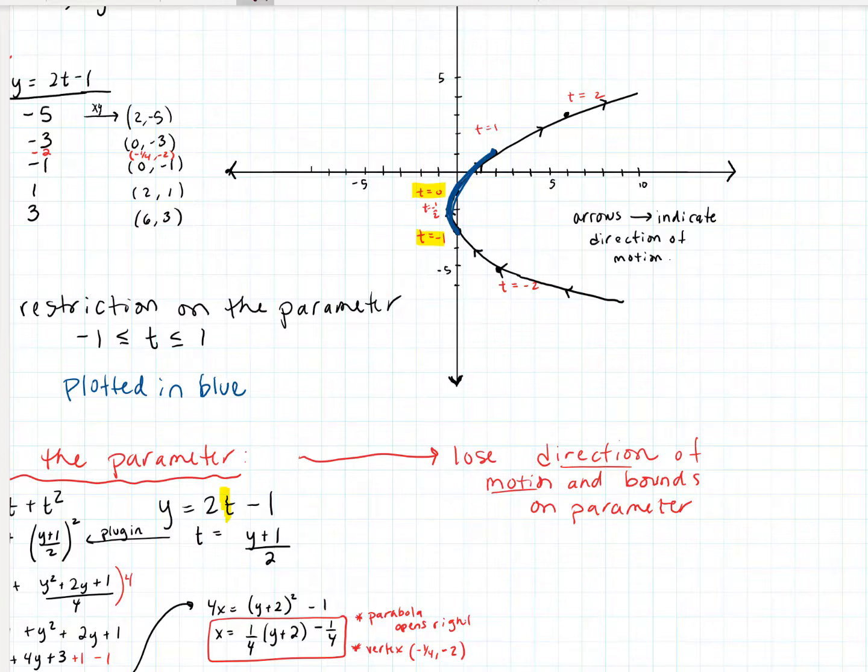So it could be possible that you might need to take a moment and actually plot maybe 2 or 3 points just to get a sense of what the direction of motion is, or which piece of it is actually being looked at based on the bounds on the parameter. We'll look at another example where we'll go straight to eliminating the parameter, and then we can talk about how you sometimes have to go back and check a couple of points.